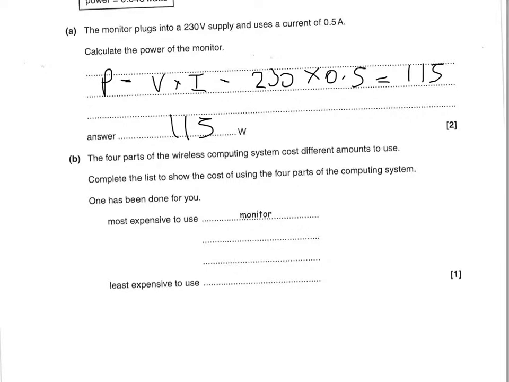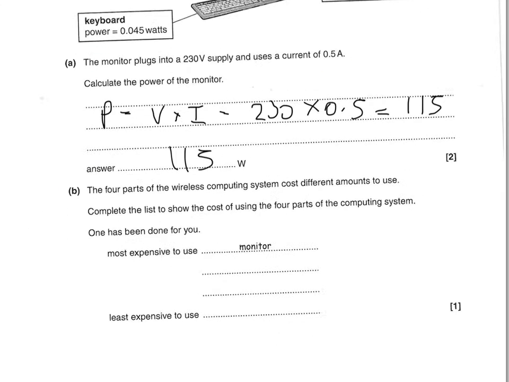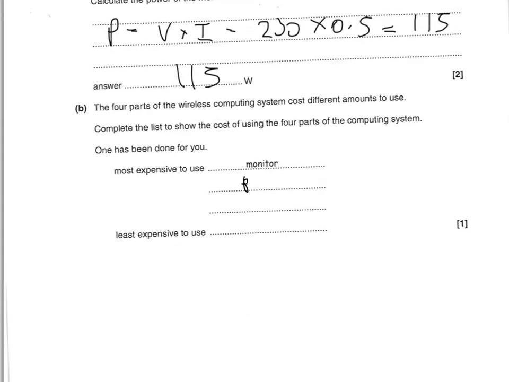And then the 4 parts of the wireless computing system cost different amounts to use. Complete the list to show the cost of using the 4 parts of the computer system. One has been done for you. So the monitor is the one that costs the most. And then essentially, the more power it uses, the more it's going to cost. The desktop PC is next, then the keyboard, then the mouse.